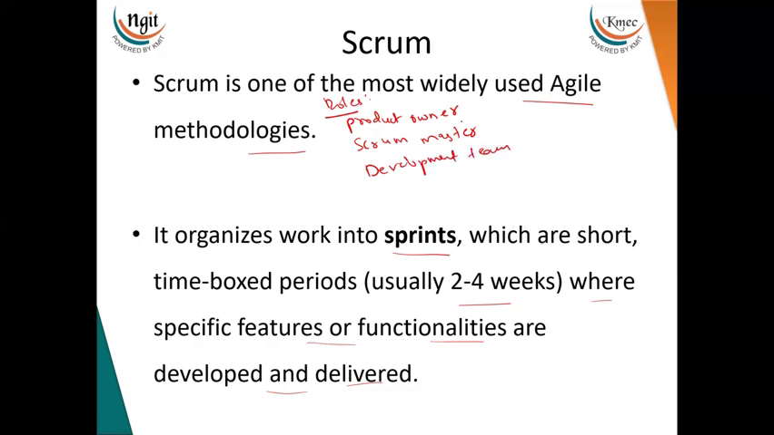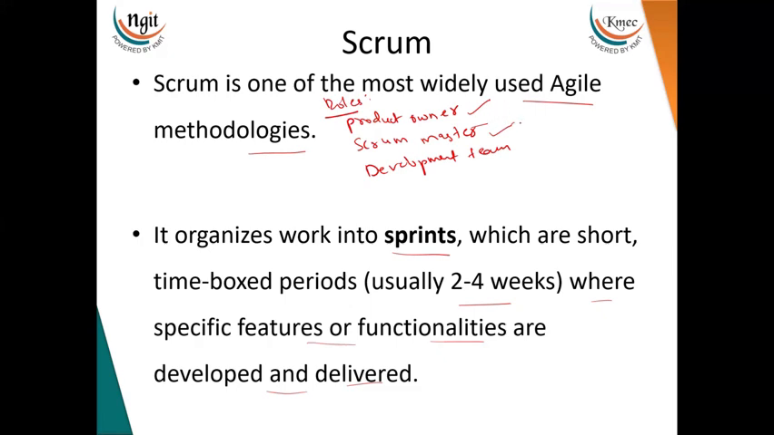So what does the product owner do? The product owner will define the features and also ensures whether the team is working on the most prioritized or important items that have been mentioned by the product owner or not. Then the Scrum Master role. The Scrum Master is a facilitator kind of thing for the entire Scrum process.